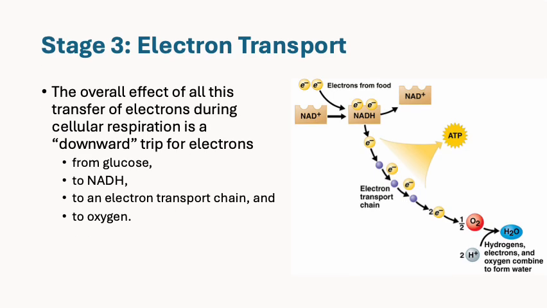The overall movement of electrons during respiration can be thought of as a downhill journey. Electrons start in glucose, are then transferred to NADH, then move through the electron transport chain, and finally end up in oxygen. Oxygen acts as the final electron acceptor. This downward flow is essential because it drives the energy production process. Without oxygen at the end of the electron transport chain to accept electrons, the entire system would back up and ATP production would stop.